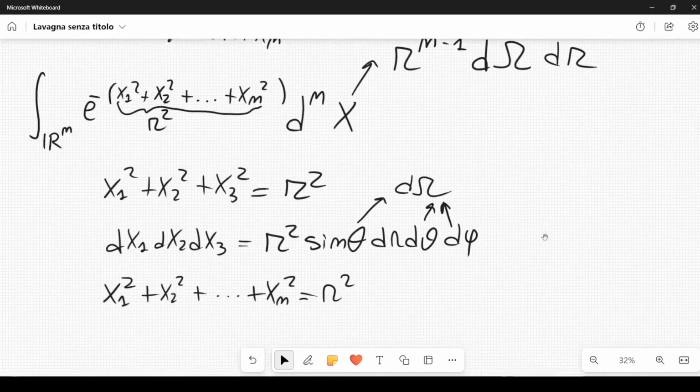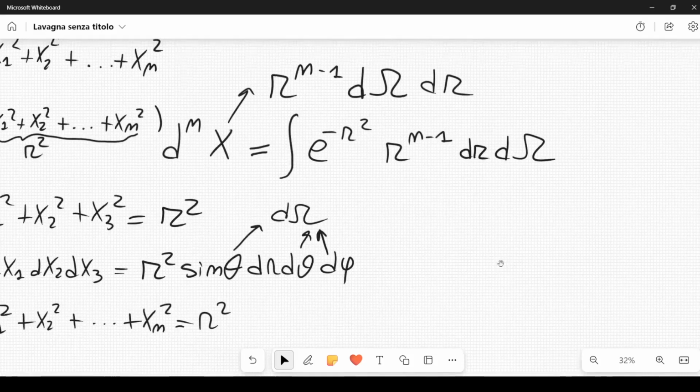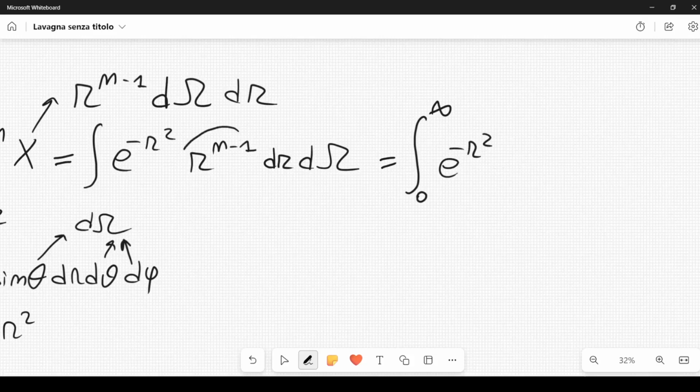So the integral can be written in the following form. We integrate e to the minus r squared, r to the power n minus 1, dr d omega, like this. Omega will not depend on r, therefore this integral will factor. And it will factor like this. We have an integral over r from 0 to infinity, because r is a positive quantity, of e to the minus r squared, and then I'm going to rewrite r to the n minus 1 times dr in the following way.